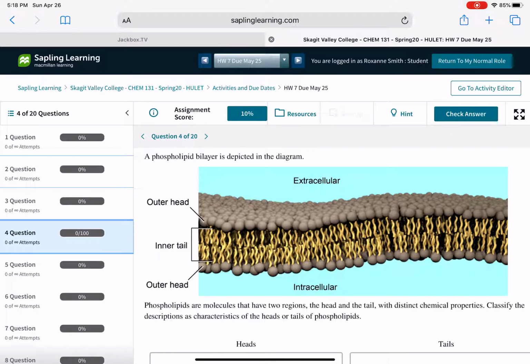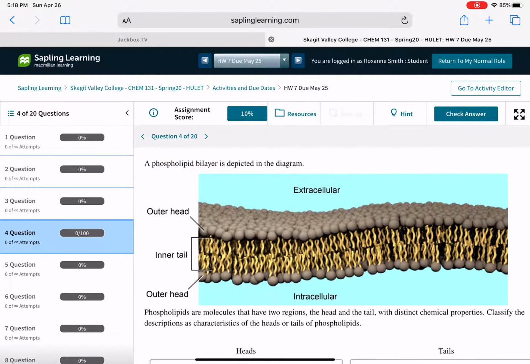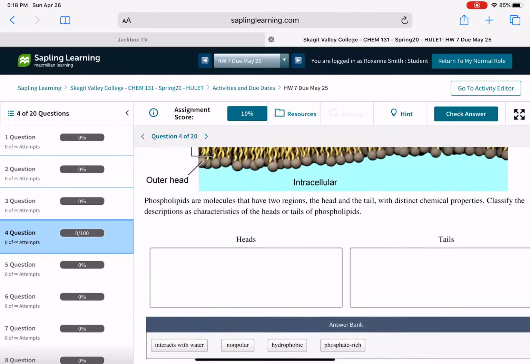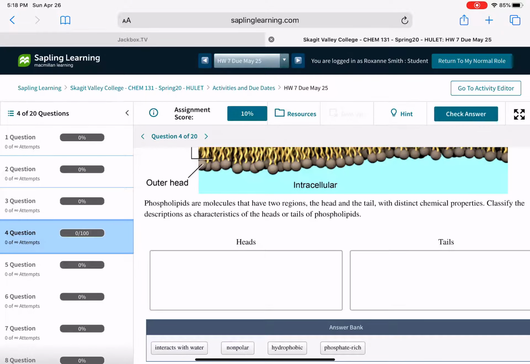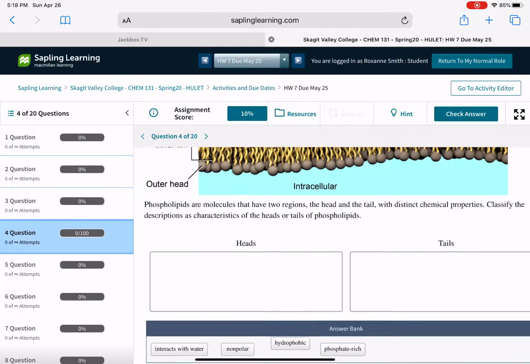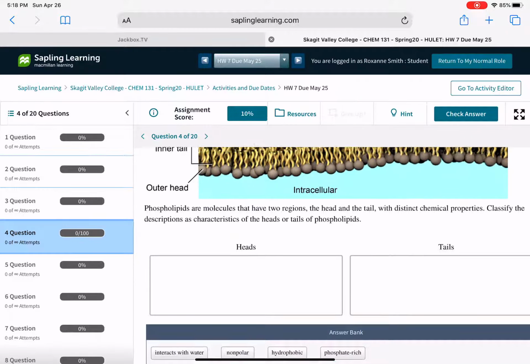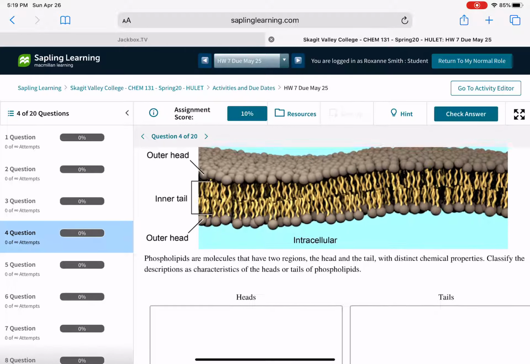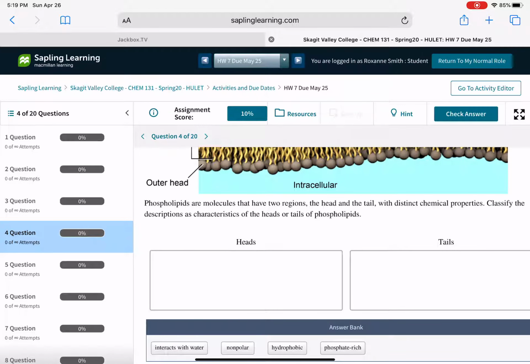Question 4 is showing us a cross diagram of a phospholipid bilayer with the heads and the squiggly tails, and it's asking us to drag some descriptions into the boxes to describe the heads and the tails. So we already talked about hydrophobic. This is the part that's afraid of the water, doesn't like the water. In this diagram, the light blue, outside and inside of the cell, that's representing water. So extracellular and intracellular, those are aqueous or water environments interacting with water. So that's going to be something that is hydrophilic.